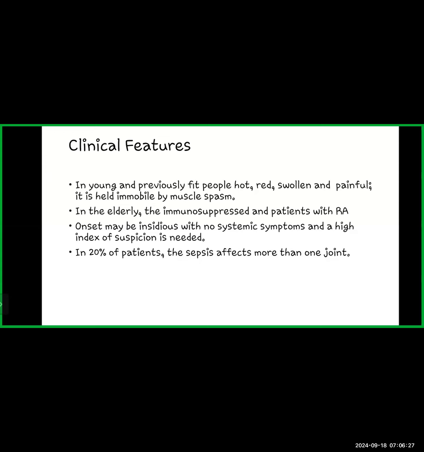In young and previously fit people, they usually present with a hot, red, swollen, painful joint that is held immobile by muscle spasm. In the elderly and the immunocompromised, or those with rheumatoid arthritis, the onset may be insidious with no systemic symptoms, and a high index of suspicion is needed. In 20% of patients, the sepsis affects more than one joint.